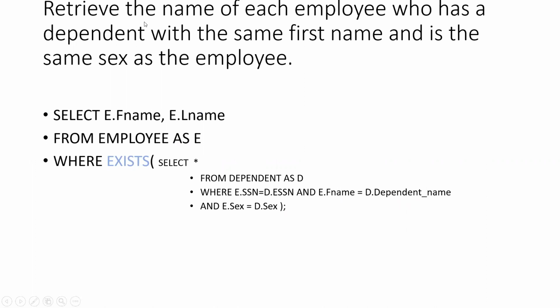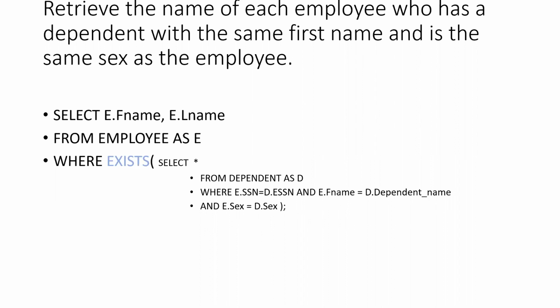Let's have an example. Retrieve the name of each employee who has a dependent with the same first name and is the same sex as the employee. We have seen several methods to write this query using the IN method and also without using a nested query. Here we can see how this query can be reformulated using the EXISTS clause.